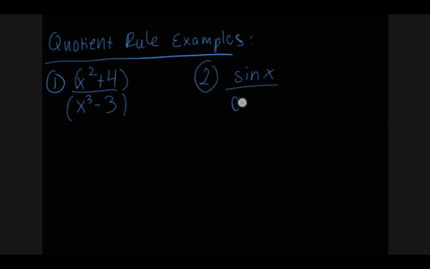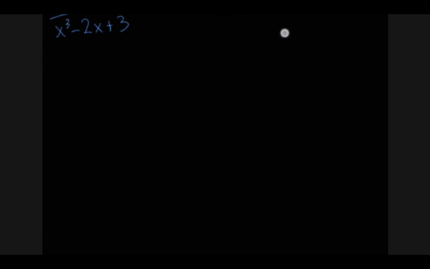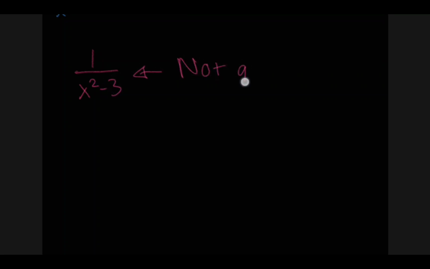Another example would be sine of x divided by cosine of x. Or x squared all over x cubed minus 2x plus 3. These are all quotient rule examples. One important comment I have is don't mix your quotient rule up with problems like this below. If you have a problem that has a 1 over x squared minus 3, this is not quotient rule because you don't have a function of x on top. We need a function of x, means x is involved.